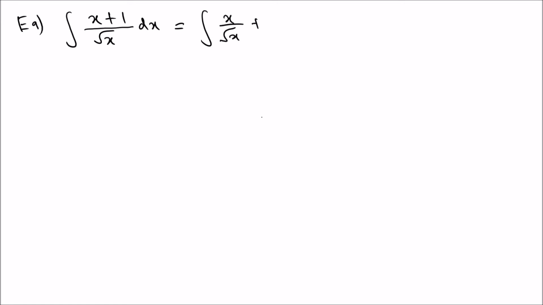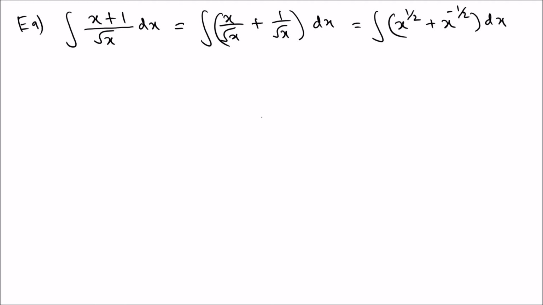This step is unnecessary; you can just do the mental calculation here. We need a bracket or parenthesis there. Now we can simplify this. This is going to be x to the 1/2, and this is going to be x to the negative 1/2. Now we can do term by term integration. So the first one is going to be 2/3 x to the 3 halves.